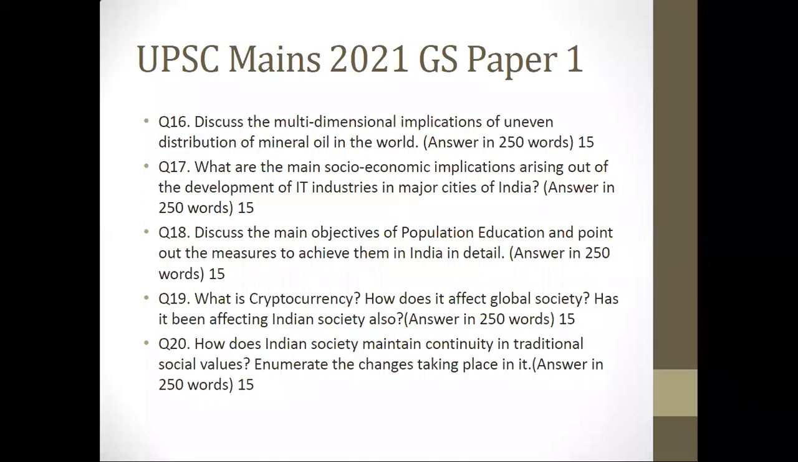Hello everyone. So this is UPSC Mains 2021 GS paper 1 and this is the third part. We have to discuss questions 16 to 20. These are good questions and will look simple, but to get good marks out of 15 you need to write some good points. Whatever you have written, you have done that, right?